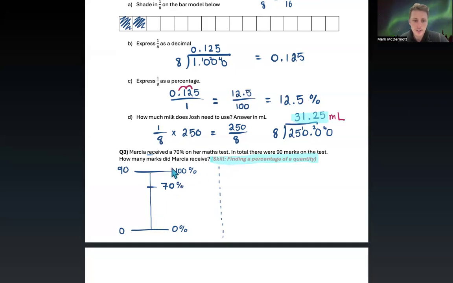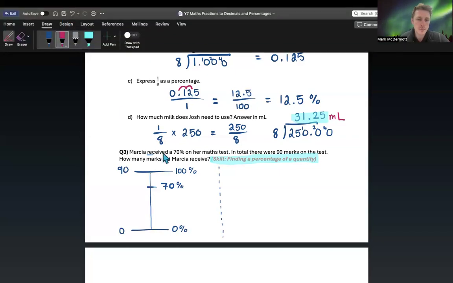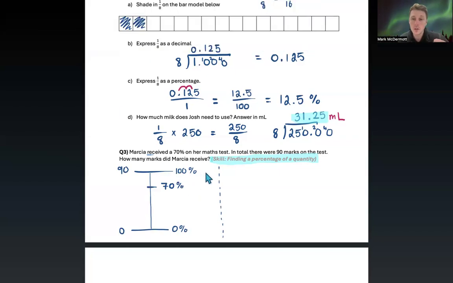So our question is, what is 70% of 90? I always recommend you can either use what's called the unitary method, where you find out what 1% is, or, in this case, let's find out what 10% is. To get from 100% to 10%, you divide by 10. When we're using these double number lines, we always need to think using multiplication and division. We can't use subtraction.